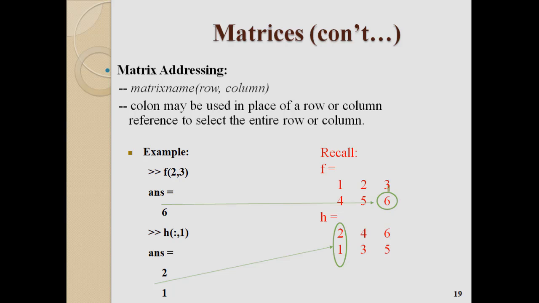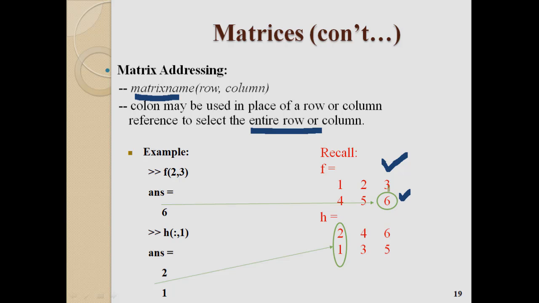Now, how to address the matrices? Very simple. First of all, we have to write the matrix name, then round brackets, row, comma, column. This is the basic addressing technique. Colon may be used in place of a row or column reference to select the entire row or column. How does it go? For example, F(2,3), where we can recall the previous matrix. So the answer will be 6 in this place.